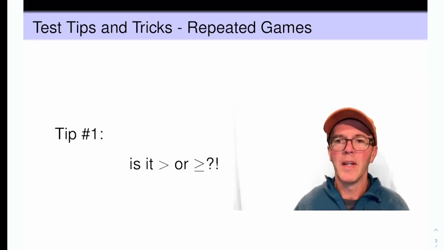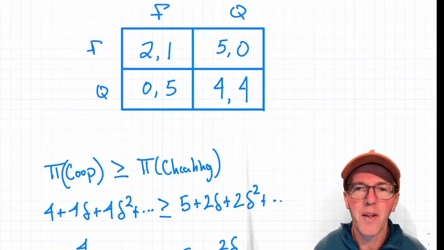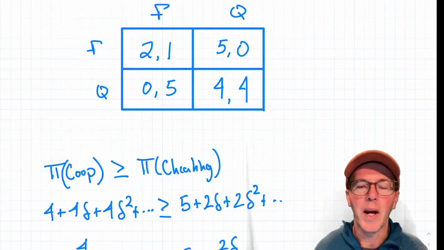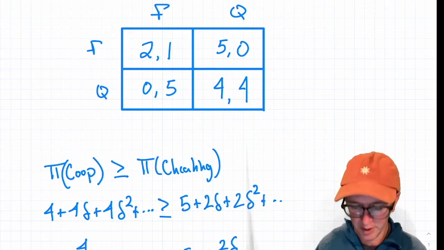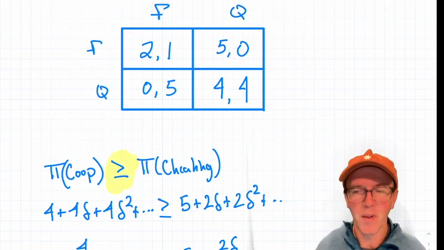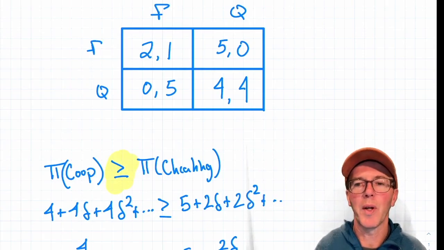Tip number one, is it greater than or equal to? This is a standard exam question. We're asking, when is it a Nash equilibrium for the players to cooperate? And so the question is always, how high must delta be in order for cooperation to be a Nash equilibrium? So the first place I always look is right here. Is it written greater than or equal to?